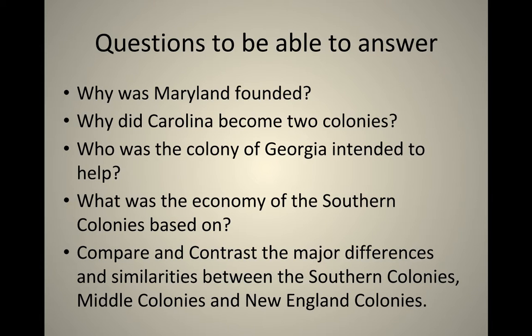And then finally, last, these first four are straight from the PowerPoint, but now you have to give me another compare and contrast. So compare and contrast the major differences and similarities between the southern colonies, middle colonies, and New England colonies. So you have to look back at all three. We started with the New England colonies, then we moved down to the middle colonies, and now we're talking about the southern colonies today. So you have to give me some things that are similar about all three of them, and then things that were different about all three of them. You've done compare and contrast before, so things that are the same are comparing, things that are different are contrasting.